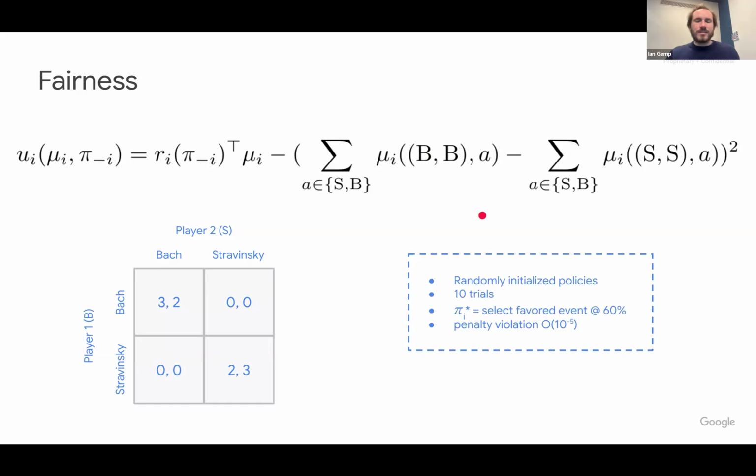So it just penalizes the difference between these occupancy measures. In this case, we don't start from uniform because that would give us a boring solution. We randomly initialize the policies. And then over 10 trials, we found that the players were learning policy profiles that selected their favorite event at a rate of 60%. And this squared penalty was at 10 to the minus 5, so it was at a very low number.